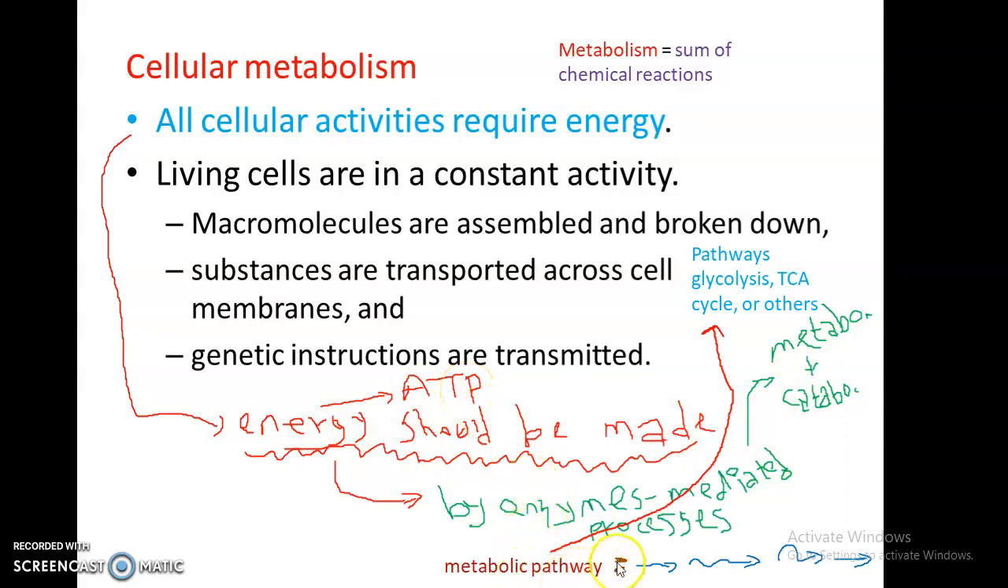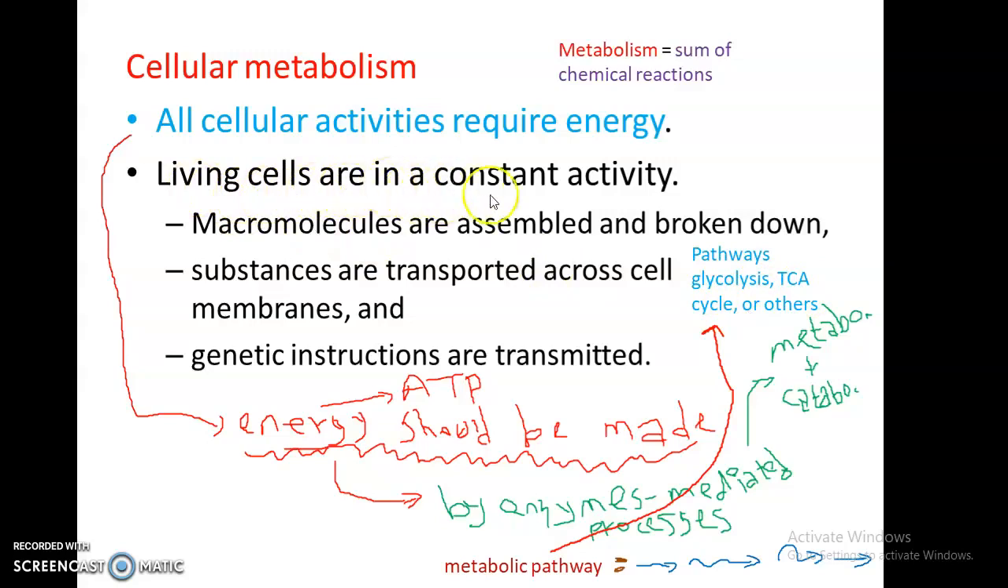Metabolic pathway: when you say pathway, you can relate it with the path through which you move somewhere. You move to your school, your college, your office, your town. Why are you moving? Just to do something. Like that, a metabolic pathway is just to do something. In this case, just to make what? ATP. What are the pathways? For example, glycolysis, the TCA cycle, and others.